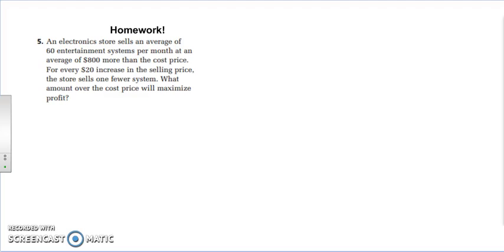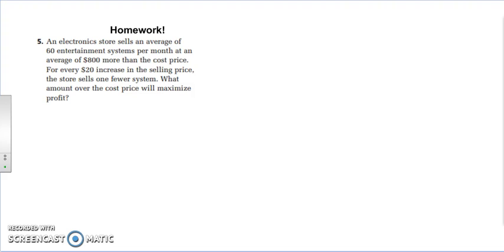Hi, grade 11s. Today we're going to look at a problem that you were assigned for homework, and I just wanted to give you a more in-depth look at this question because some might find it challenging. It's talking about cost, price, and profit, and a company is selling electronics.